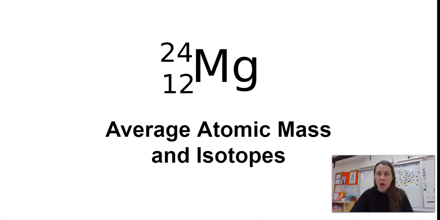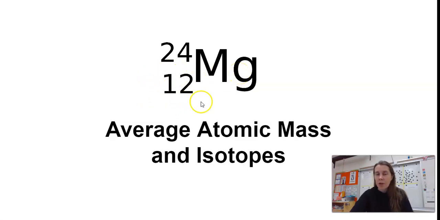Hello, today I'm going to talk to you about isotopes and average atomic mass. So just starting off with a review, this is the atomic symbol that we've already learned to write. Just a reminder that this is the one or two letter code for the element. For magnesium, it's M and a lowercase g.